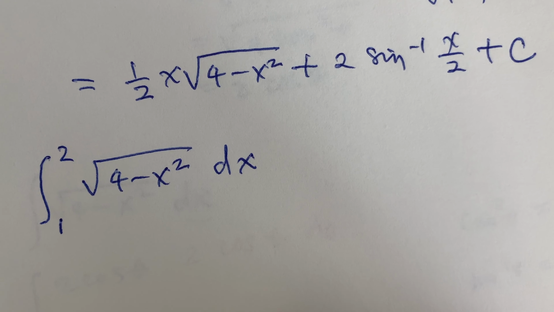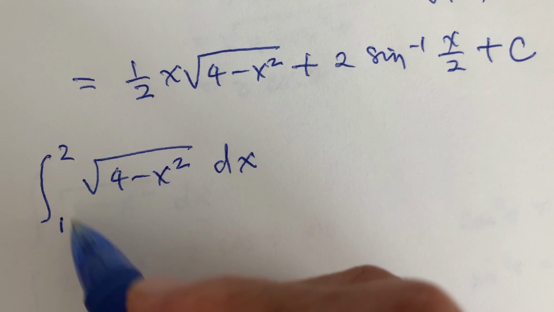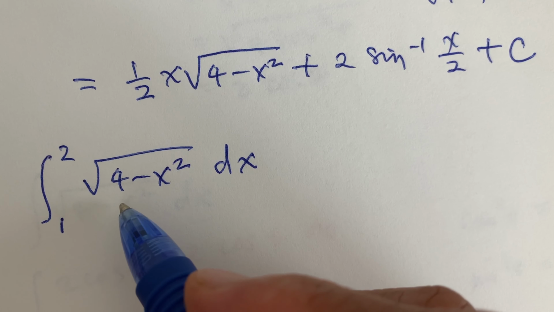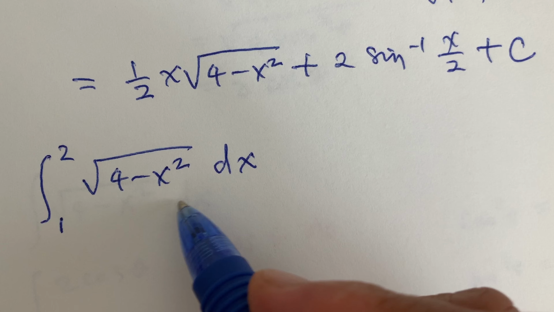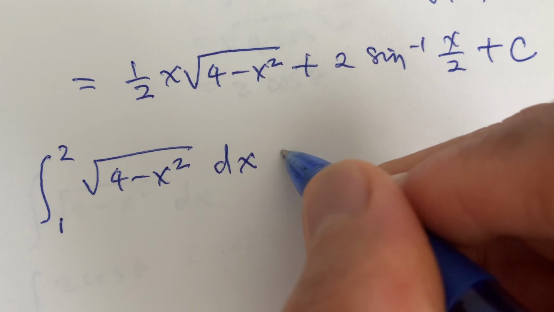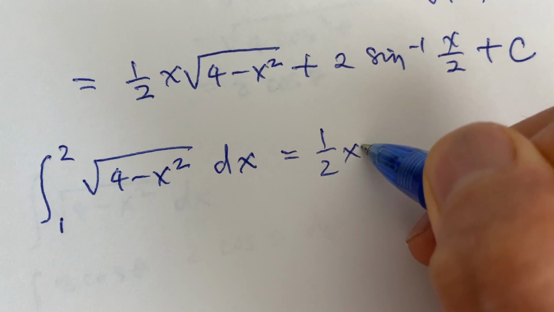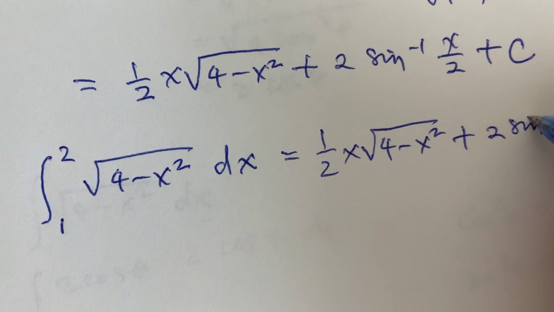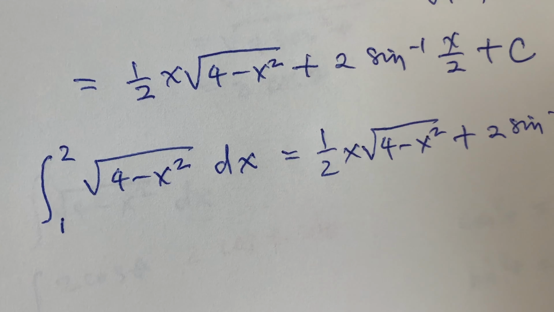Okay, supposing now that our problem is a definite integral. We are integrating from 1 to 2 the square root of 4 minus x squared dx. Following from our earlier result, which is 1 half x times the square root of 4 minus x squared plus 2 arc sine x over 2, we can now evaluate this from 1 to 2.